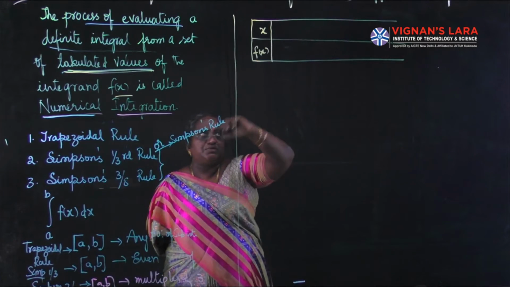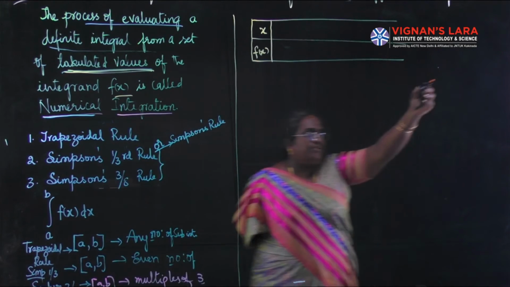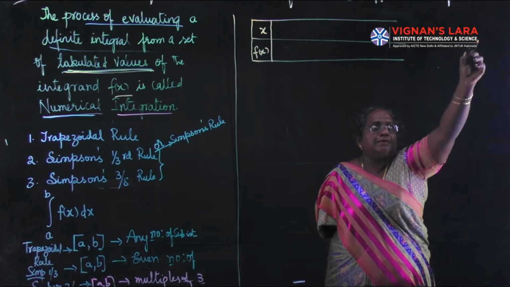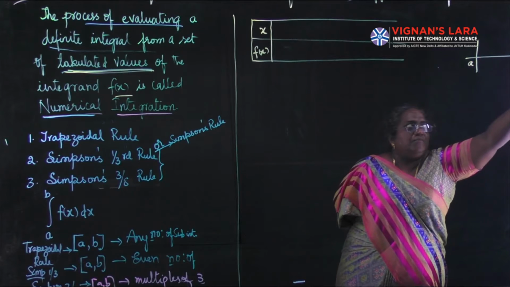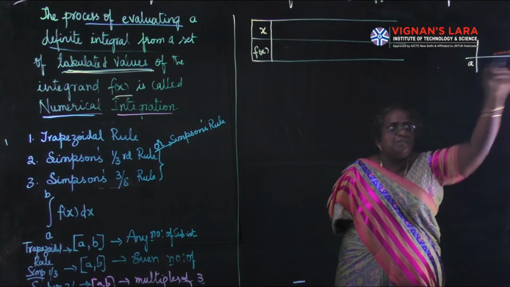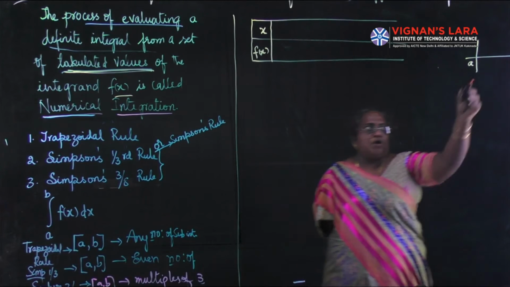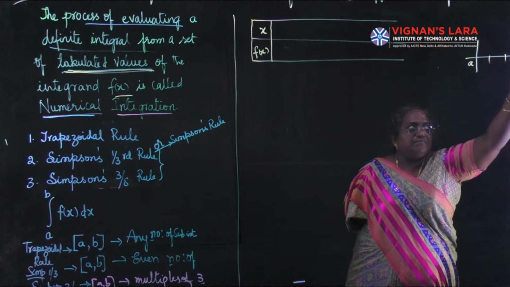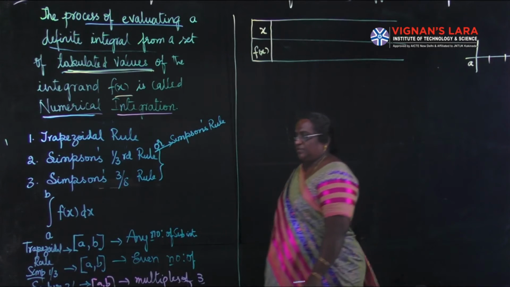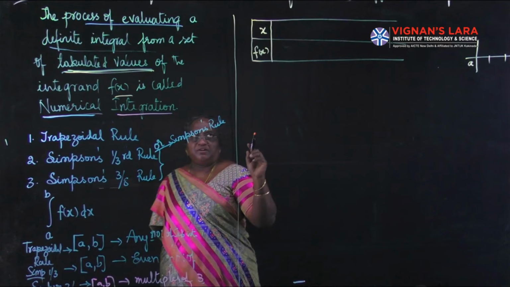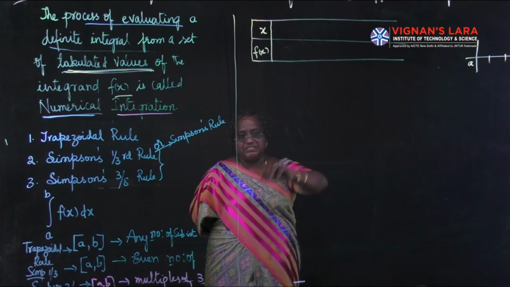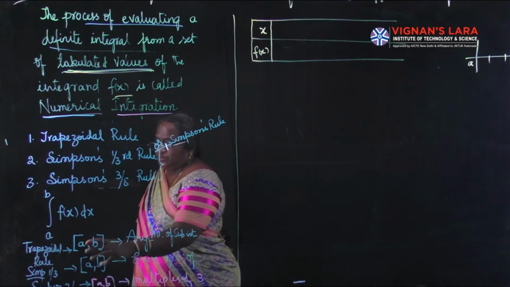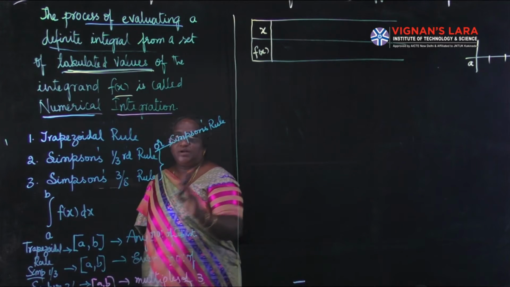Suppose we call it A, if we divide the interval here, starting from A, we end with B. In between, how many subintervals there should be is decided by the formula. Into how many subintervals I have to divide the interval AB is decided by the trapezoidal rule, Simpson's rule, and 3/8 rule in a different way.